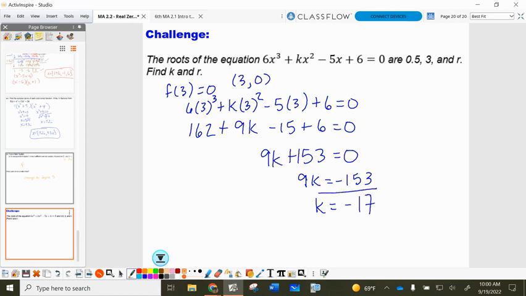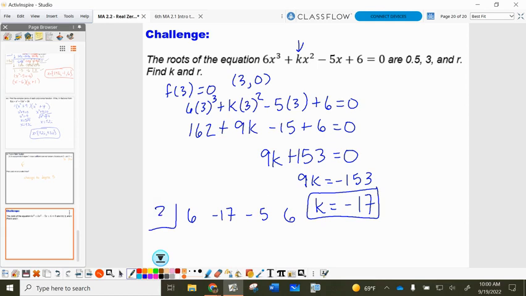Negative 17. Okay, so k equals negative 17, just by using the fact that if 3 was a root, then 3 was also a zero of the function, made the equation equal to 0, so we substituted it and solved it. Now we have k, so now we have the remaining coefficients. So we now know that the coefficients of the equation are 6, negative 17, negative 5, and 6.